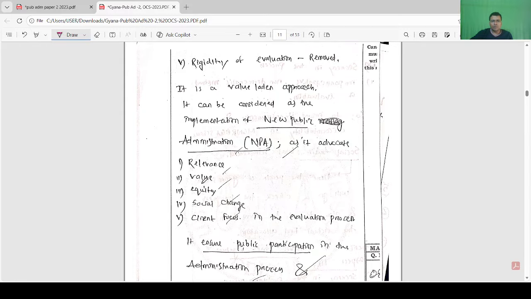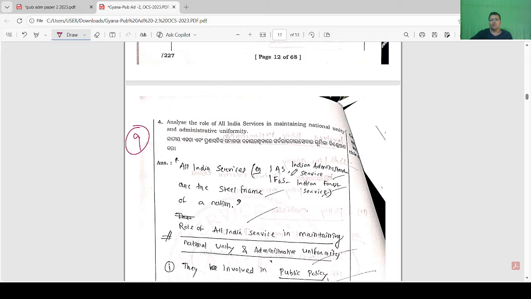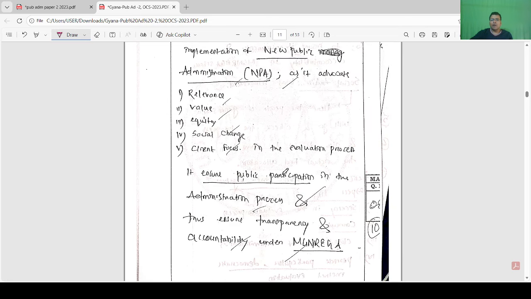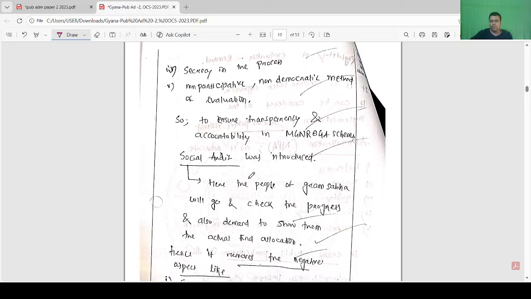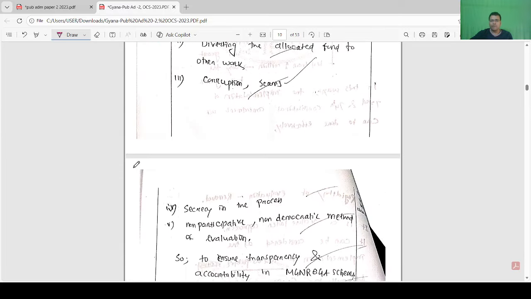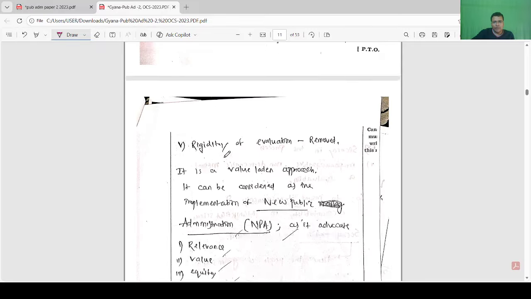New Public Administration: yes, connect Paper 1 NPA, because NPA really has value, equity, social change focus. Public participation in administration through social audit. He has written it, and here also he needs to write it. So the intro needs to be improved here. 10 marks, he could have got 12 marks, and also he should end with the problem before social audit. So I think he has missed this.